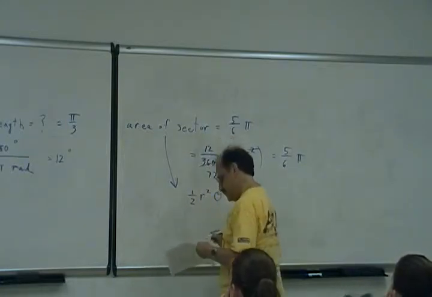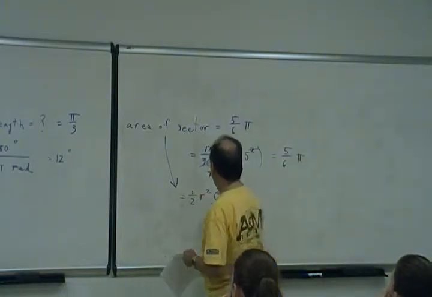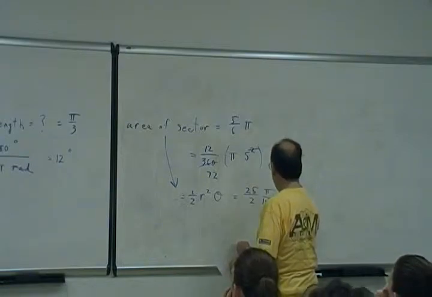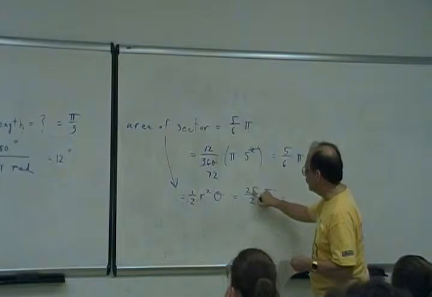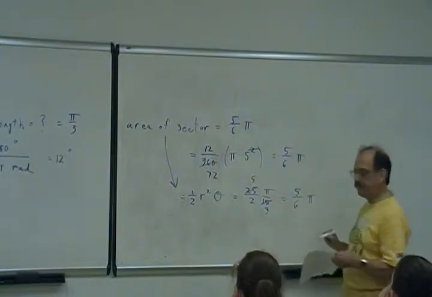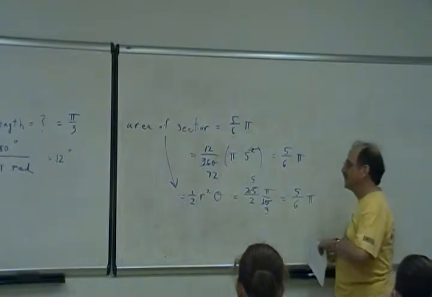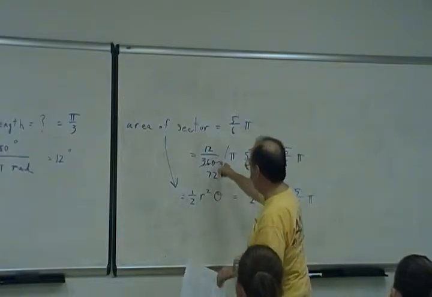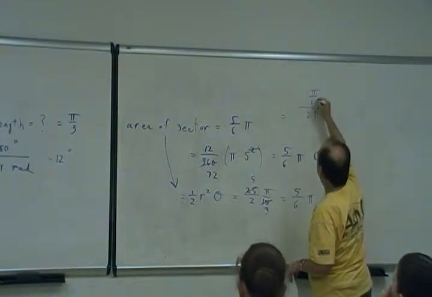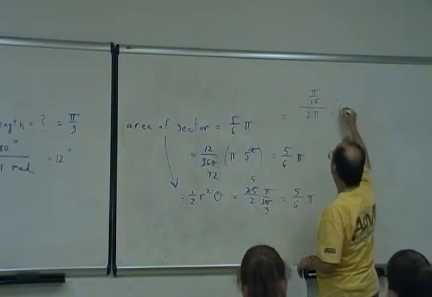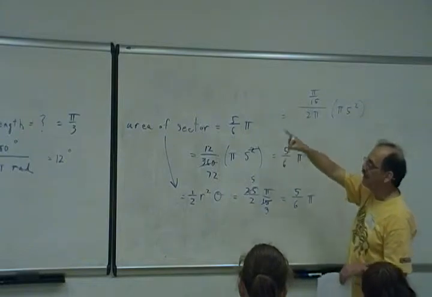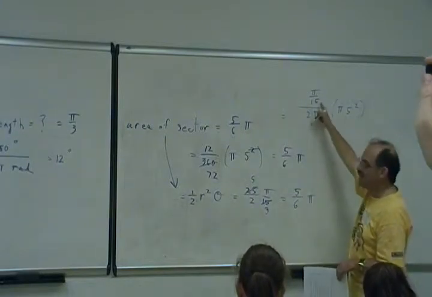Area of a sector is 1/2 r squared theta. So that is equal to 25 for the r squared over 2 times pi over 15. Cancel a 5, cancel a 5, and you get 5 over 6 pi. If you're working in radians, this is fun. Another way: 2 pi radians in a full circle, pi over 15 radians in the piece, times pi 5 squared, the area. Rather than converting to degrees and calculating the fraction, you can calculate the fraction directly in radians. Full circle is 2 pi, the piece is pi over 15.